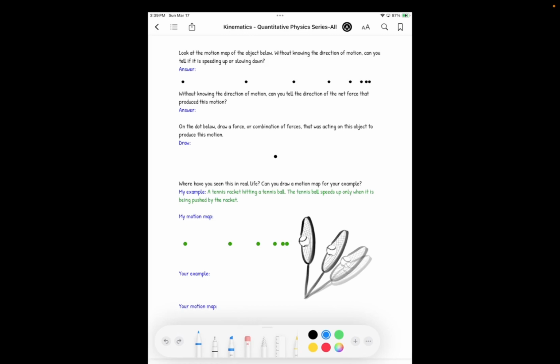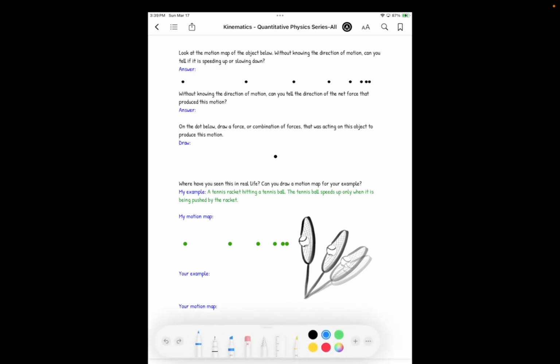I'm going to give you a couple of scenarios, okay? What if this object was moving to the left? Was it speeding up or slowing down? Speeding up. Right, because if it was moving to the left, look what happened to the motion map dots. The distance between them increases and increases, right? What if it was moving to the right? It would be slowing down. Slowing down, very good.